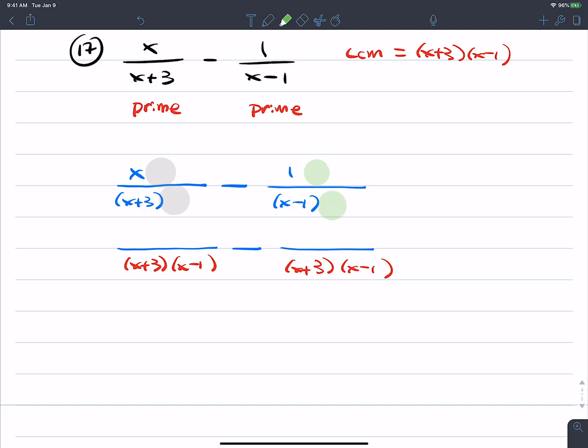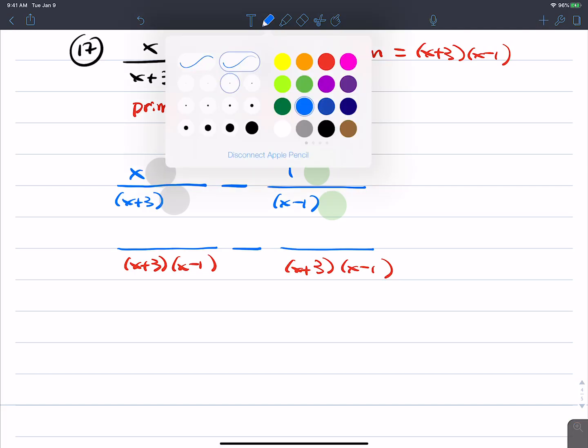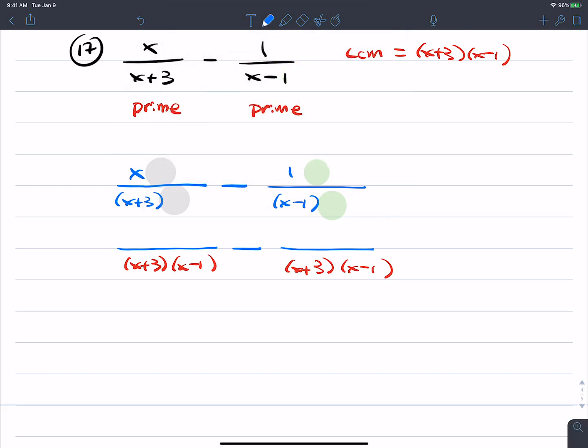Okay, and how we figure out that term is to simply look at the LCM here. We have x plus 3 times another term. We've got x plus 3. I guess that term has to be x minus 1. Has to be equivalent to the LCM. X minus 1, x minus 1. This will be times an x plus 3.